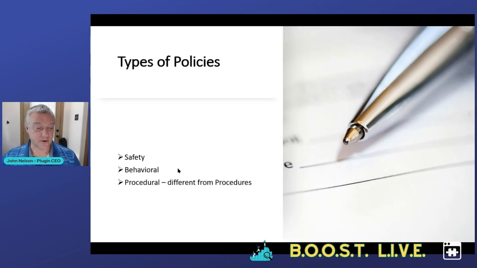Okay, so then the third thing, and this is a little different. This is procedural, not to be confused with procedures that we are going to talk about in a minute. So a procedural policy is not entirely a bad thing. This is the thing besides safety that would probably redeem most policies in any given business. And this is just simply how to do something.